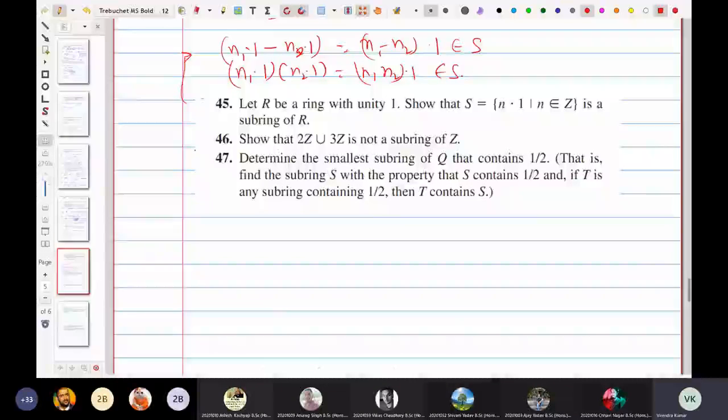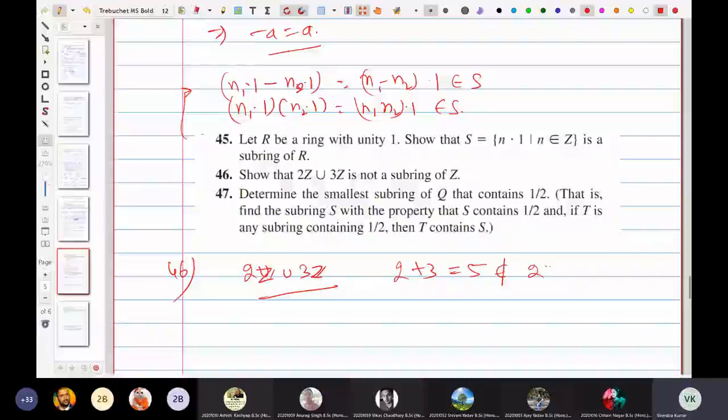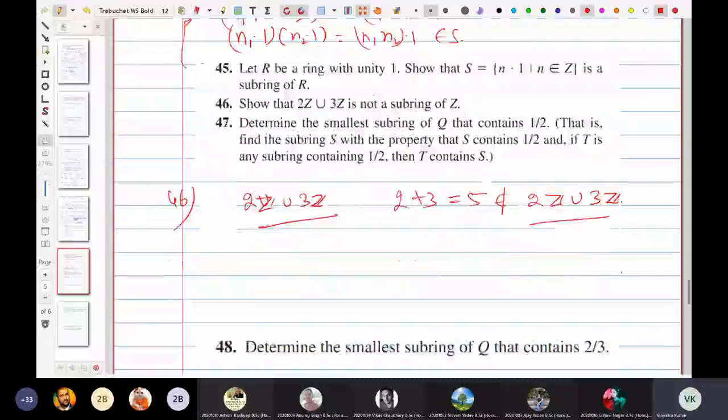Question number 46: 2Z union 3Z. You can take 2 and 3. 2 belongs to the union and 3 belongs to the union, and their sum is 5, and 5 is not a member of the union 2Z union 3Z. So it is not closed even under addition, so this is not a subring.